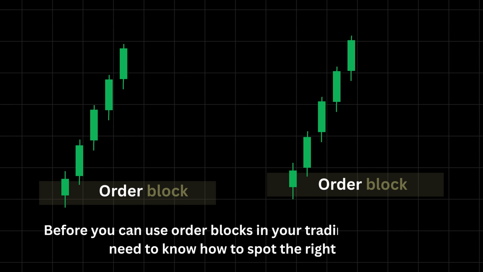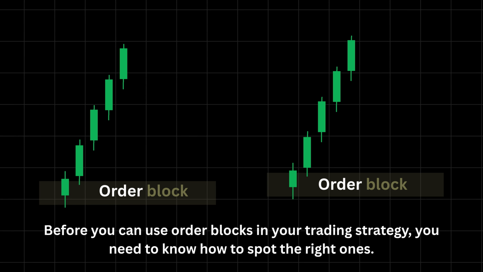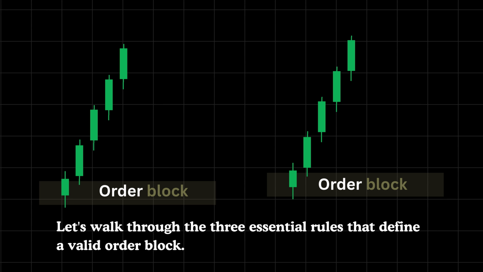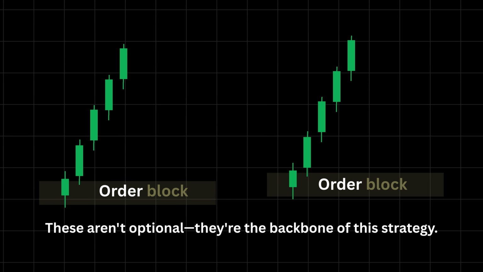Before integrating order blocks into your trading approach, you must first learn how to identify the correct ones. Let's go over the 3 core rules that qualify a valid order block. These aren't optional. They form the foundation of the entire method.